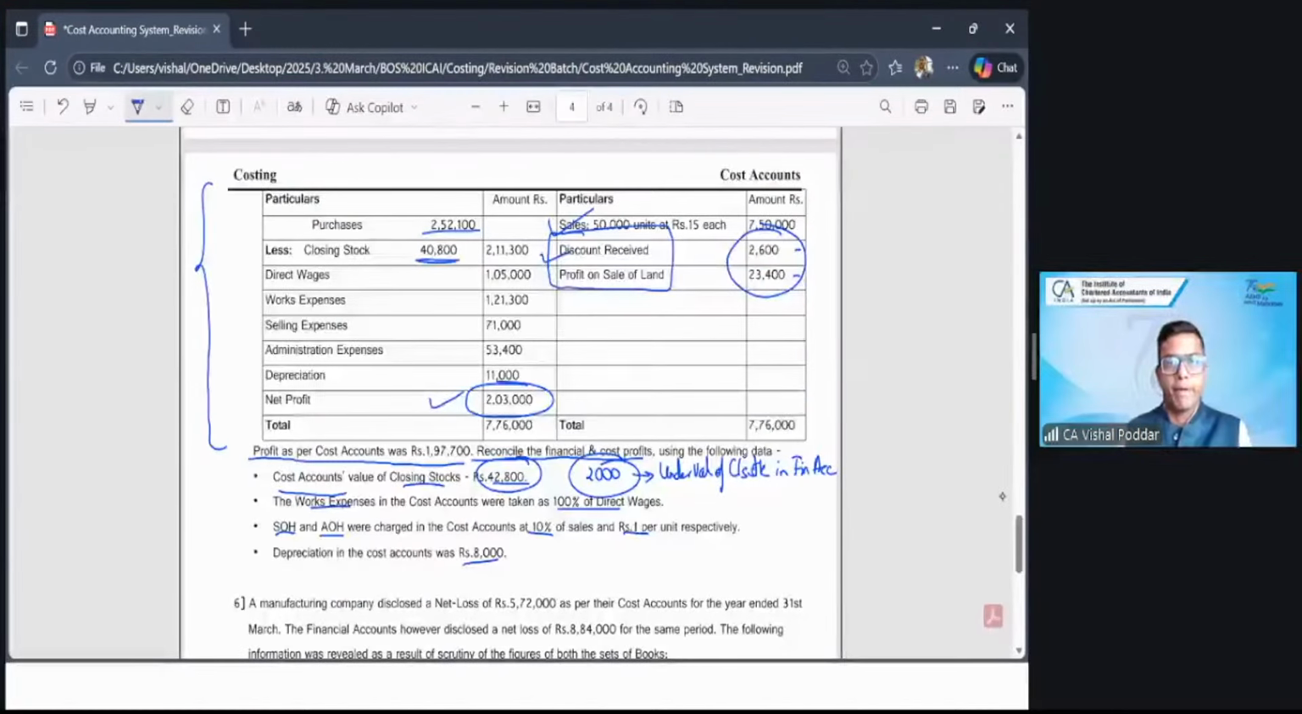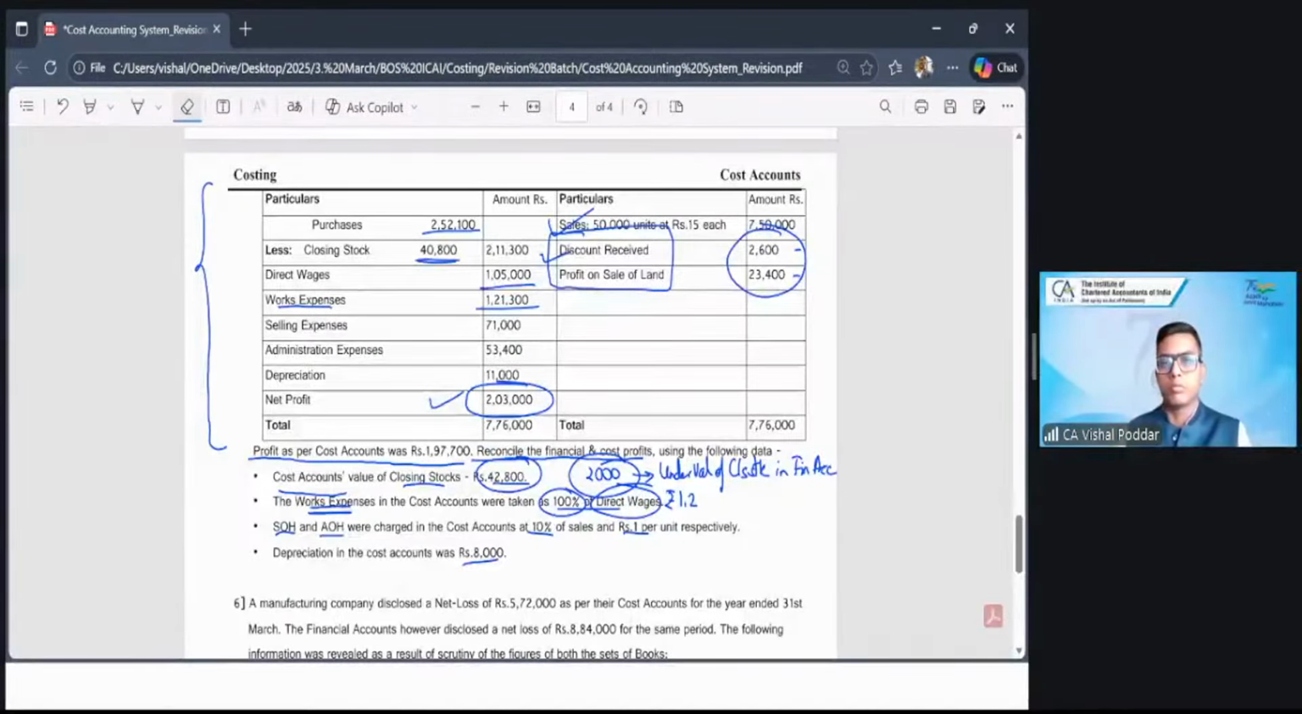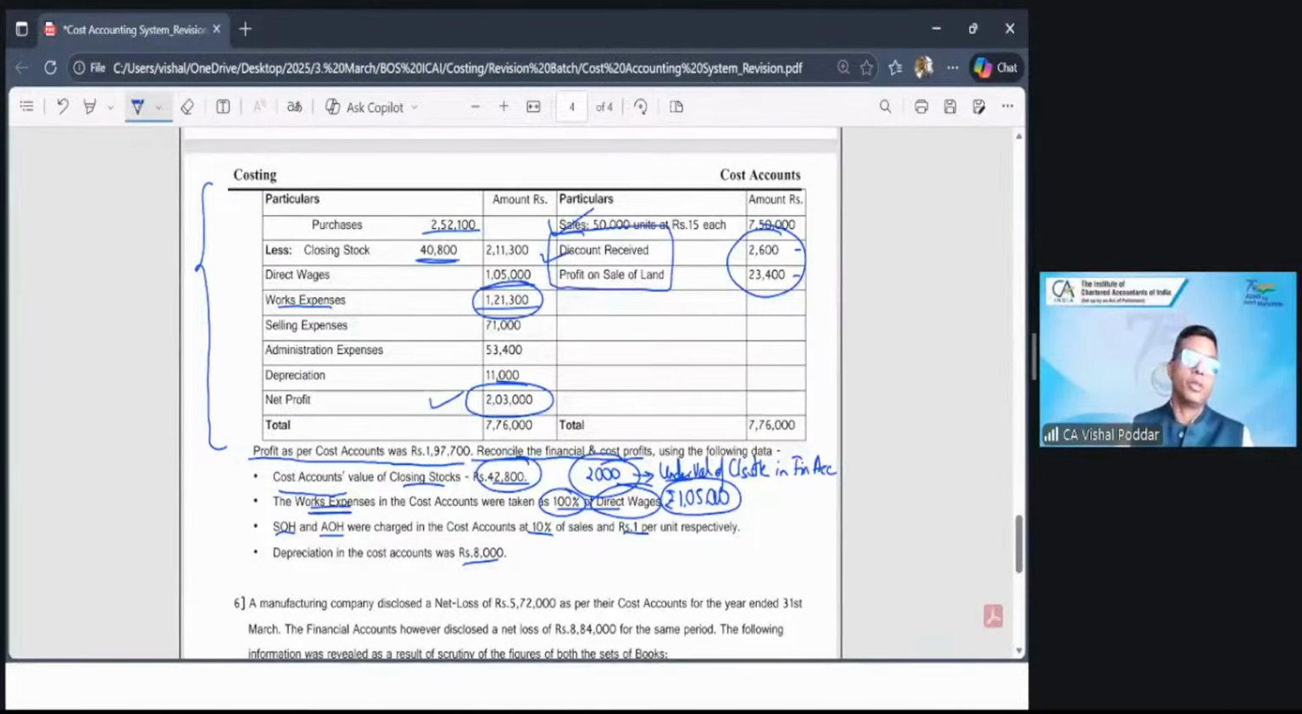Next, direct wages, no adjustment given, so we assume they remain the same. Then work expenses. Here it is this amount. And what is the work expense given? It is 100% of direct wages. So in cost accounting, it has to be 1 lakh, which is 100% of direct wages. Now, work expenses are 1,21,300 here and 1,05,000 here.